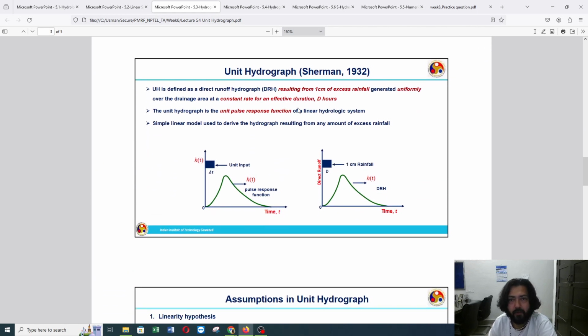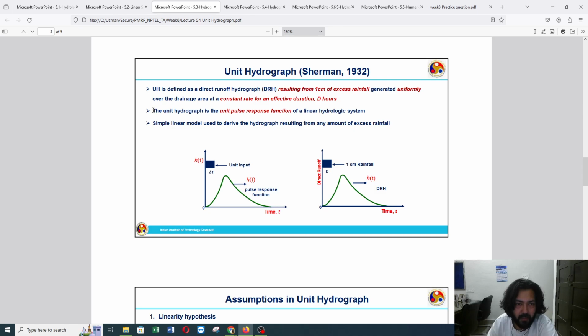So the unit hydrograph concept was proposed by Sherman in 1932. It is defined as a direct runoff hydrograph resulting from 1 centimeter of excess rainfall generated uniformly over the drainage area at a constant rate for an effective duration of D hours. The important thing to understand is that it is defined as a DRH, that is, a direct runoff hydrograph resulting from 1 centimeter of excess rainfall generated uniformly over the drainage area at a constant rate for an effective duration of D hours, right?